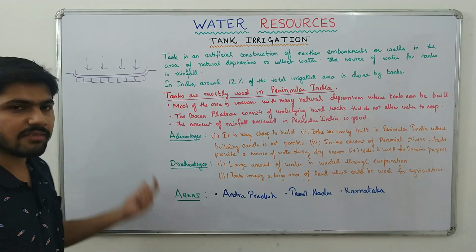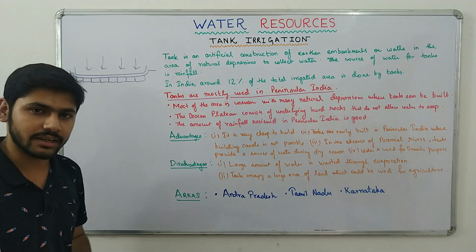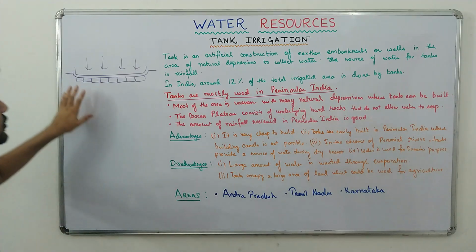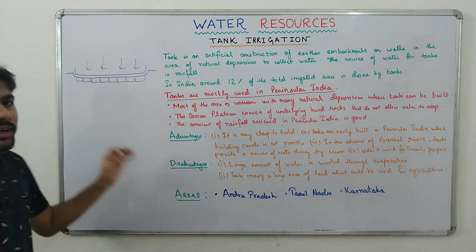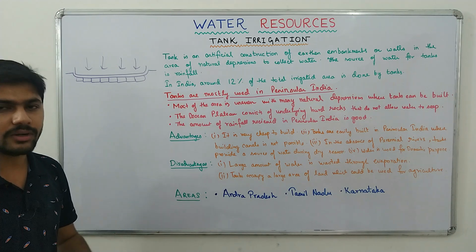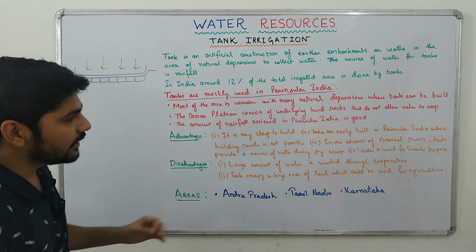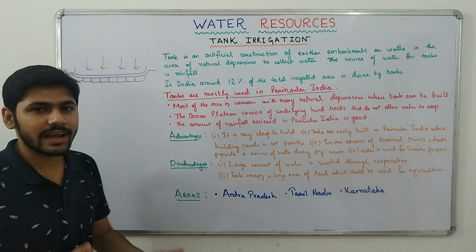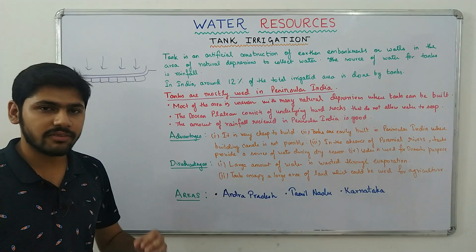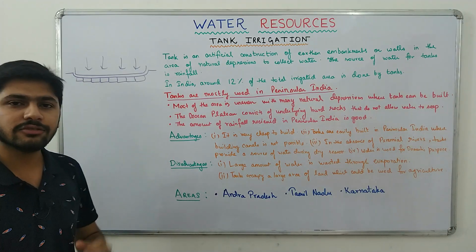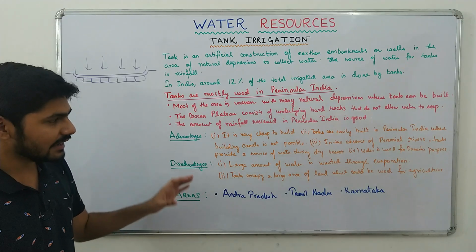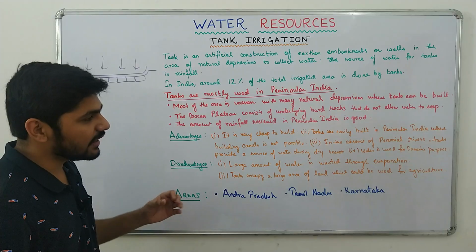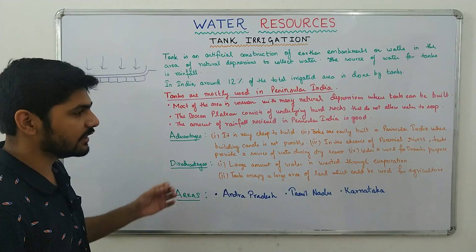So now, we will check out the advantages and disadvantages of tank irrigation. First, the advantages. First one, it is very cheap to build. Now, you just need a natural depression and a little bit of bricks and you can create a tank. So it is very cheap and simple to build. Then, tanks are easily built in peninsular India where building canals is not possible. Now, for canal irrigation, I told you we need soft and flat land. In peninsular India, we do not have soft and flat land. Okay? So building tanks is easy in peninsular India as compared to building canals. Then, in the absence of perennial rivers, tanks provide a source of water during the dry season.